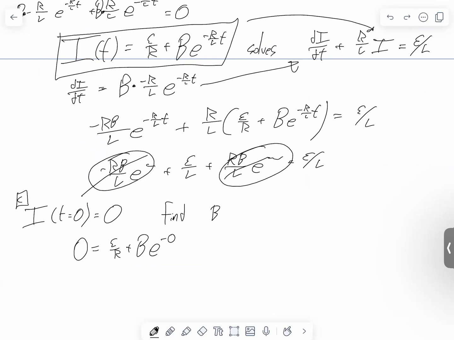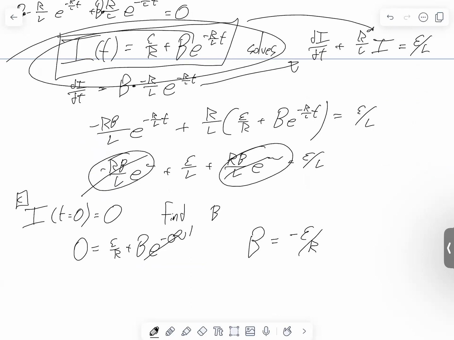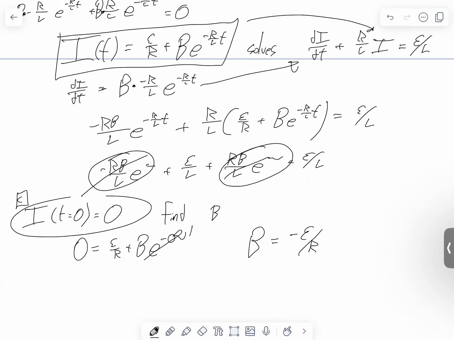Okay, so what's e to the negative 0? I'm taking this function and plugging in t equals 0. So this turns into 1. E over R plus B times 1 equals 0. What's B? B must be negative E over R. If I want continuity, I had better start at 0. There's a formula for I, and I impose my condition.